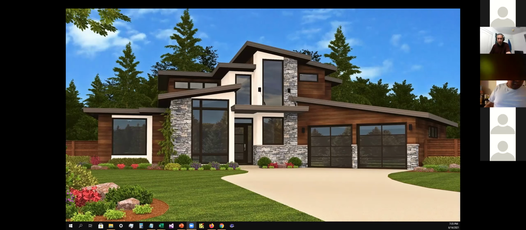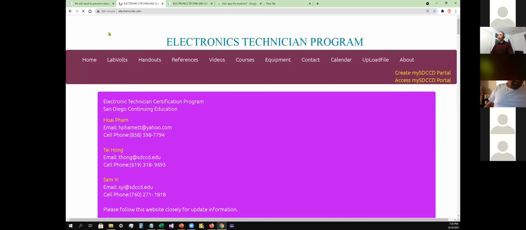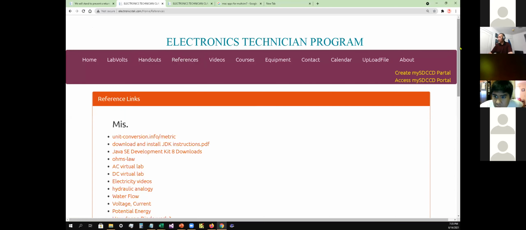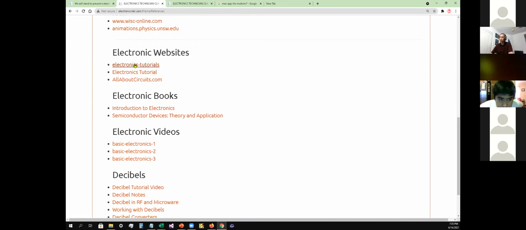Okay, so we're just going to go into the website. Like Richard mentioned earlier, if you need some extra materials, you can always go to references here. Click on references and let me see if it comes up. Okay, reference. And then you want to scroll down to the bottom. It's somewhere in the middle here. Now you can go to the electronic website. You can do some of this tutorial, or you can get to the electronic book, their introduction to electronics and semiconductor devices. And then you have some basic electronic videos that you can watch.